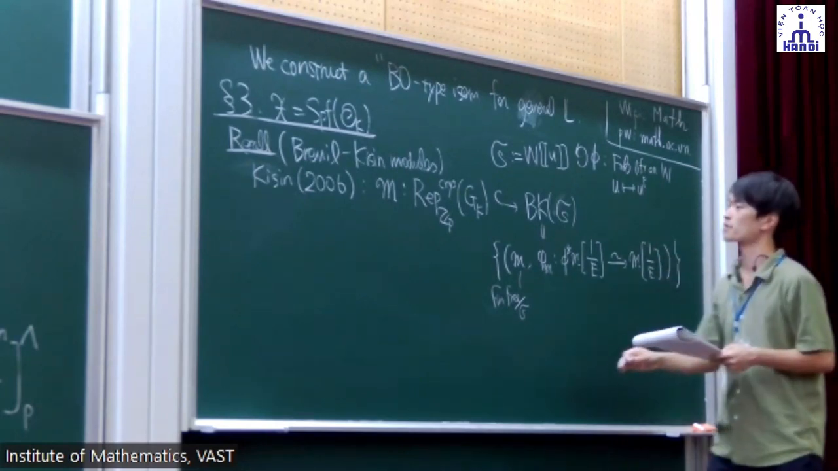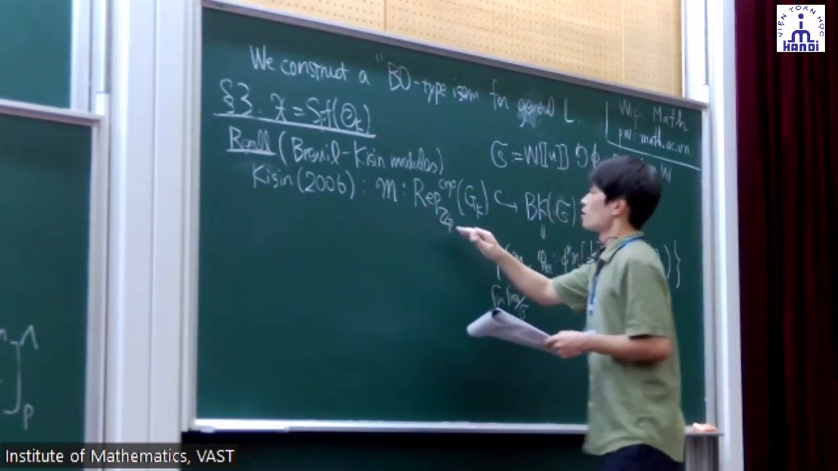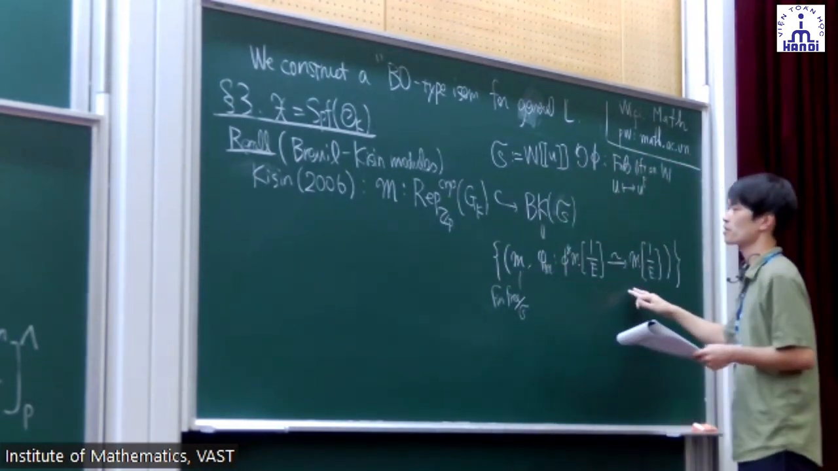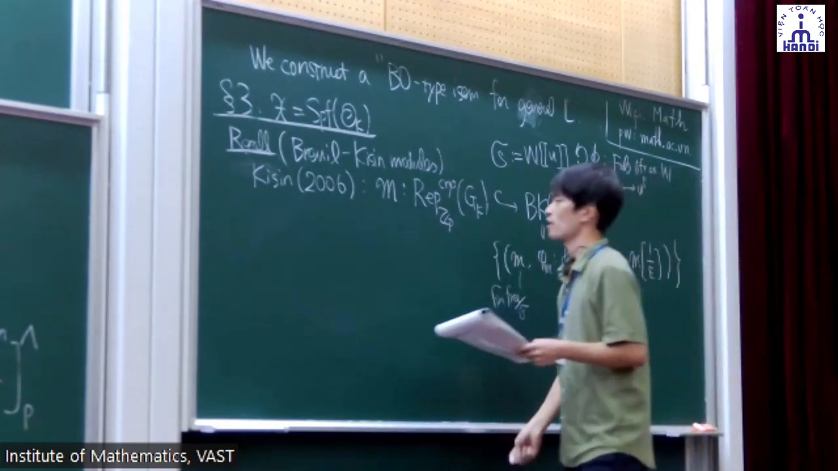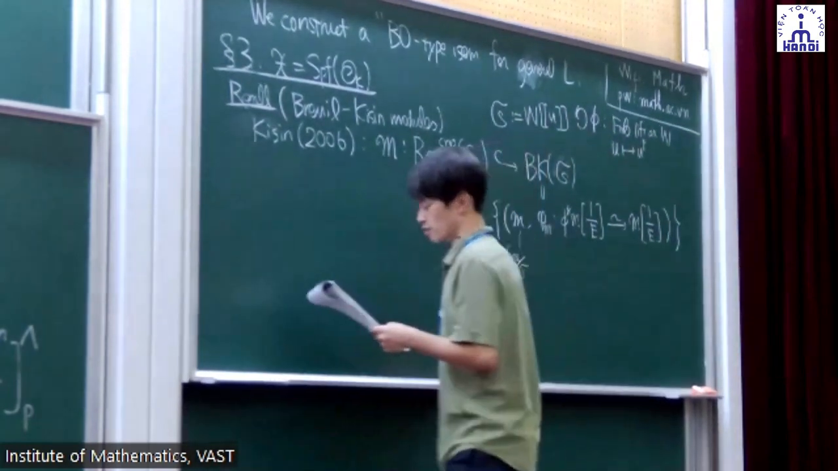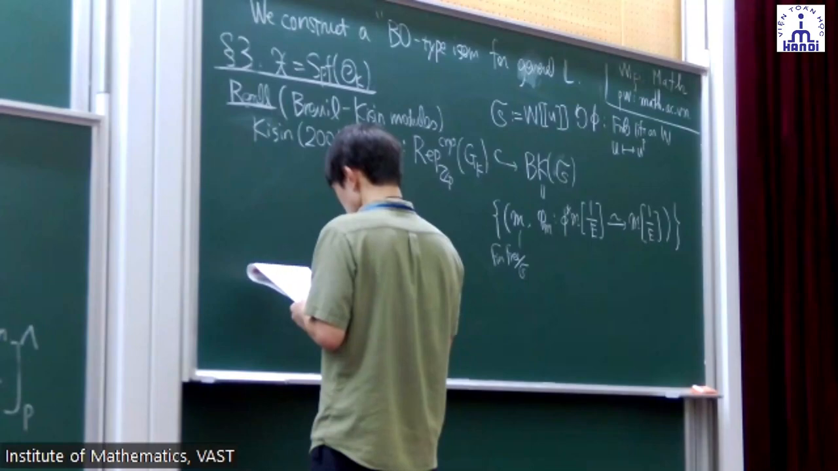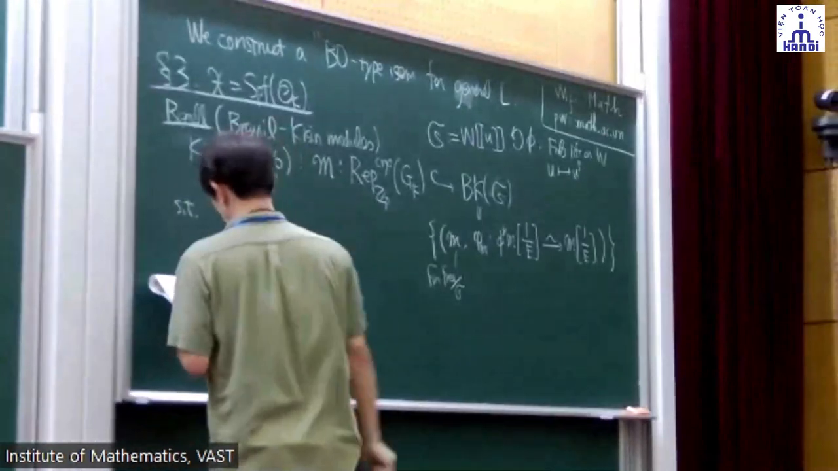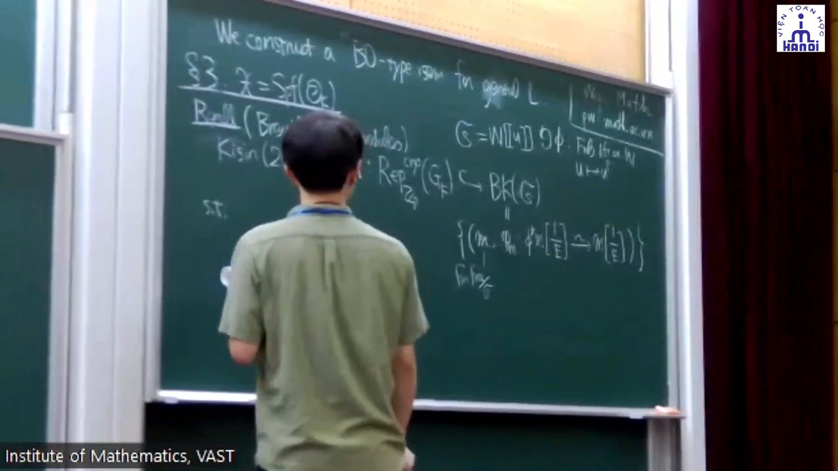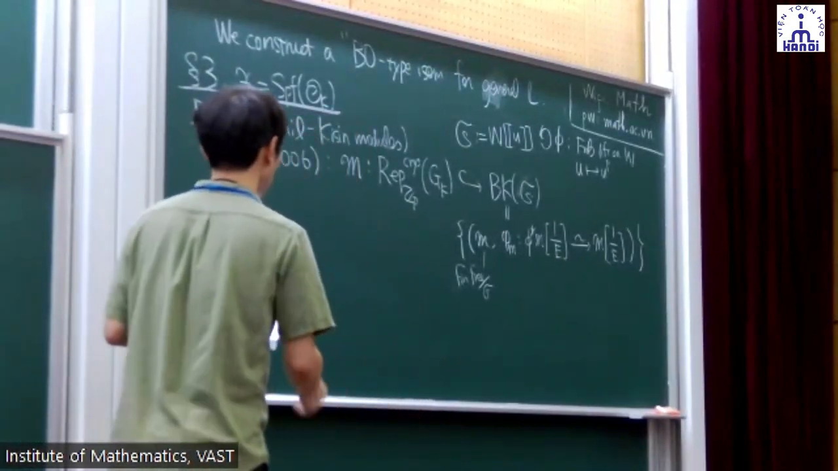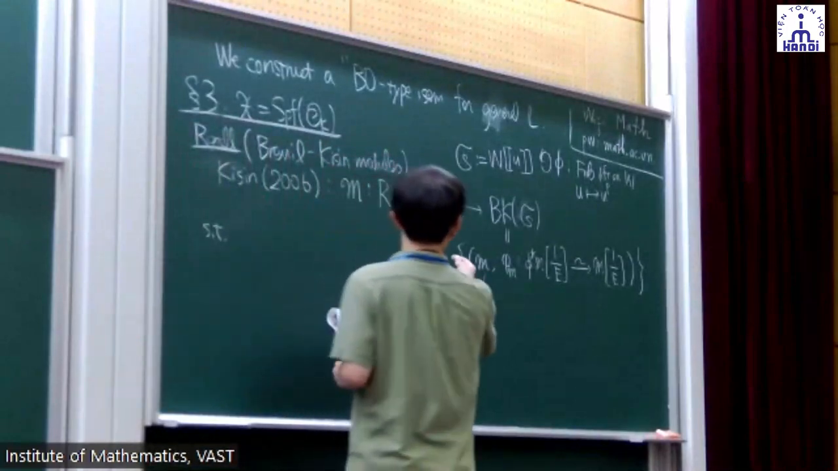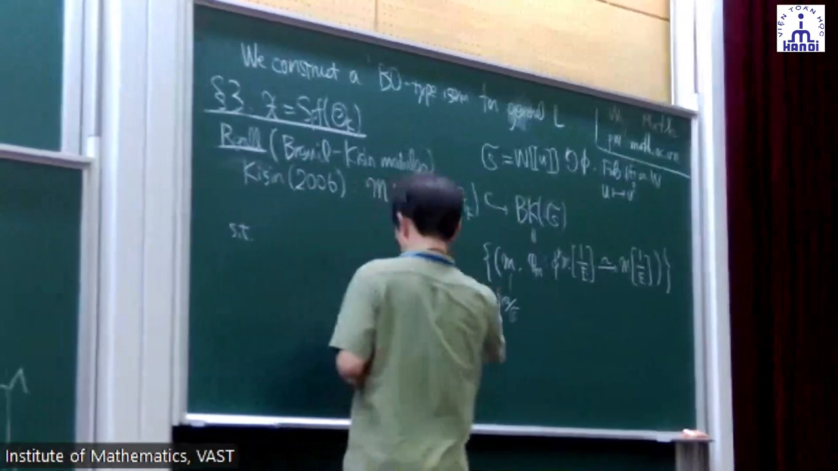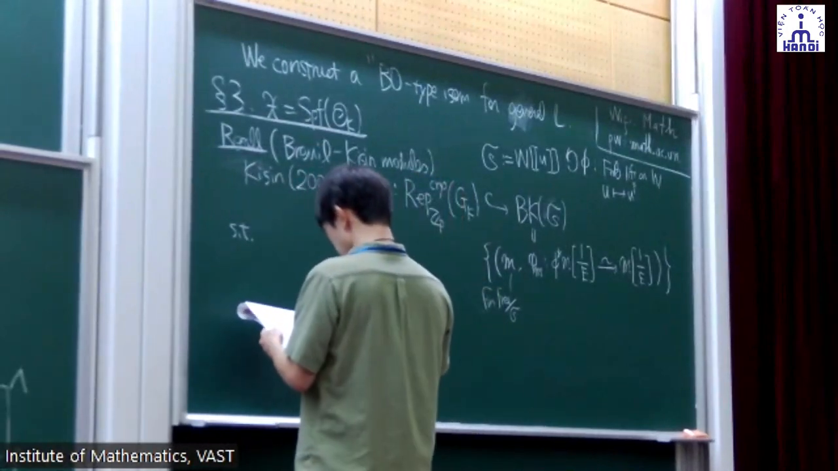And anyway, Kisin constructs this kind of module together with Frobenius structure to each crystalline lattice, and this satisfies... And Kisin also shows how to recover the D_crys from this data, which is as follows.